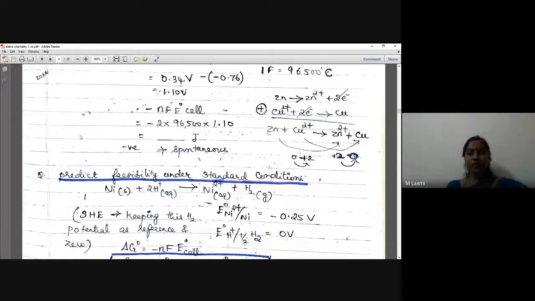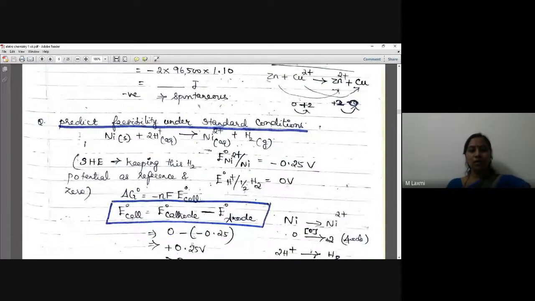Okay, then. Now I think we saw problem number one with the nickel and hydrogen. Before knowing SHE, we had done this problem, so we know an outline of SHE. What is SHE? It is nothing but the standard hydrogen electrode. It's a reference electrode whose potential is taken as 0 in order to find out the potential of another electrode. So whenever I use SHE, it can be used either as a cathode electrode or as an anode electrode.